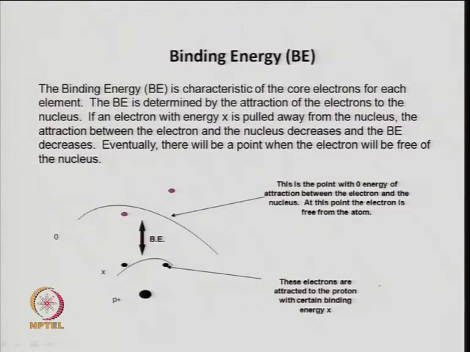Binding energy has already been defined. It is the characteristic of the core electron for each element, so it differs from element to element. The binding energy is determined by the attraction of the electron to the nucleus. If an electron with an energy x is pulled away from the nucleus, the attraction between the electron and the nucleus decreases and the binding energy decreases.